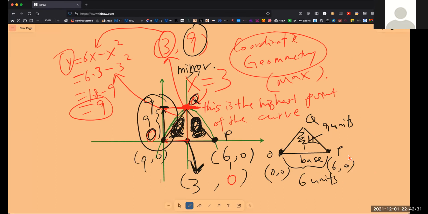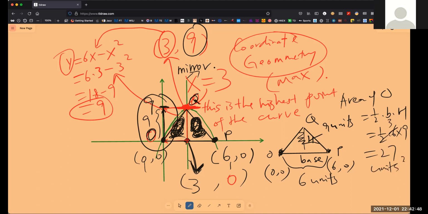So given the base and the height, the area of triangle is half times base times height. Half times base 6 units, height is 9. So you get 3 times 9, 27 units squared. So far so good? Good. So that's how you can actually solve this question. Okay, that's it for this question 10.